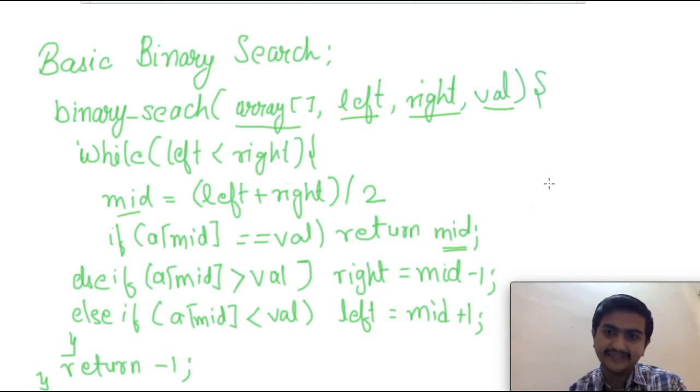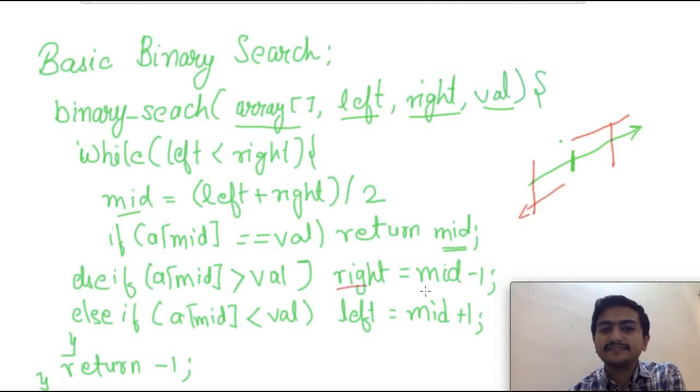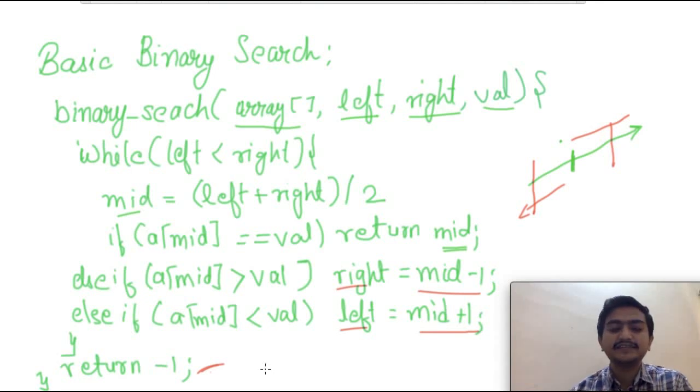Why so? Because the array is sorted. So if you have this mid value somewhere here, and your value to be found is greater than this, then obviously it will lie ahead. And if it is less, then it will lie to its left. That's why we change the pointers, right equal to mid minus 1 and left equal to mid plus 1. And then if it is not found, we just return minus 1. It may happen that we don't even have this value, then we have to return minus 1.